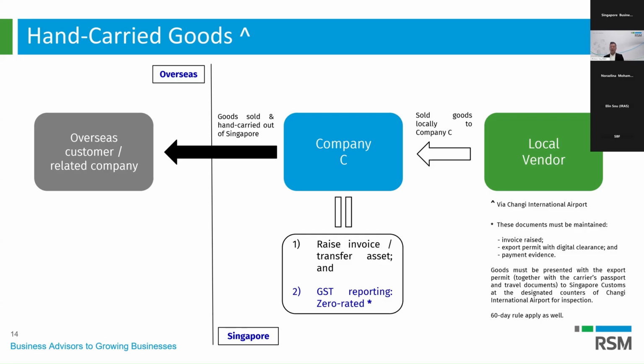Obviously, we need to bring the permit together with the goods for customs examination or inspection at the point of leaving Singapore Changi Airport. Okay, this only applies for Changi Airport. And we need to have the payment evidence. In the conditions that I mentioned earlier, obviously the client has the invoice and the payment evidence, but unfortunately they are not aware that an export permit with digital clearance, as well as bringing the goods and the permit for inspection, are necessary.